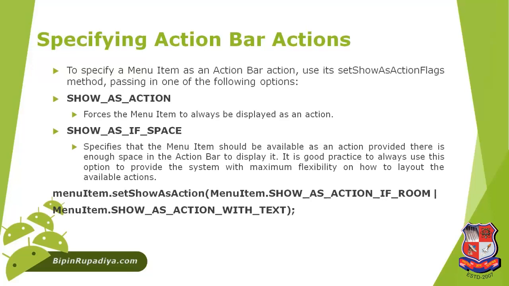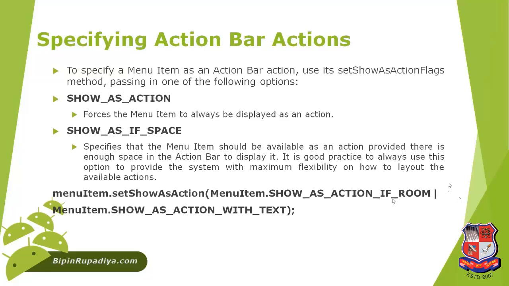These kinds of flags you can set on the menu item with the help of one specific method they have given on the MenuItem object, that is menuItem.setShowAsAction, where you set this flag. So MenuItem.SHOW_AS_ACTION_IF_ROOM, and we concatenate this using the OR option, or you can say the pipe, with MenuItem.SHOW_AS_ACTION_WITH_TEXT.